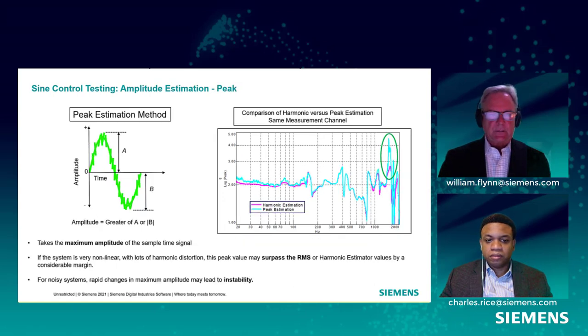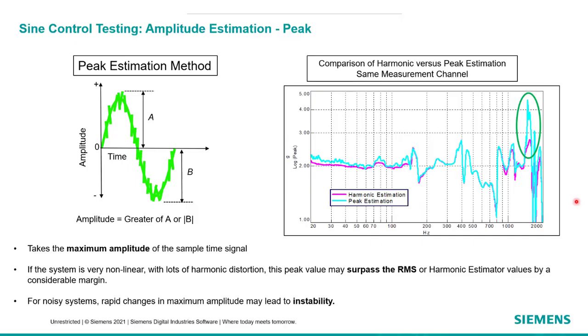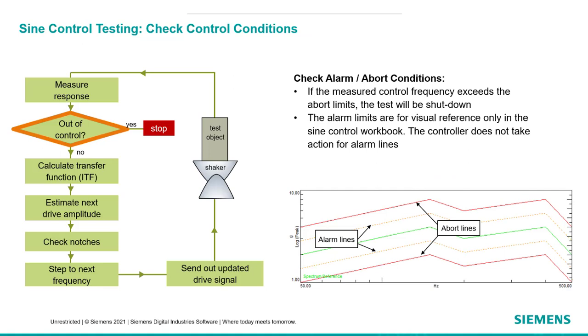And then the last one is probably the most severe, and that's the peak amplitude estimator. That's taking into account everything. So if you've got a lot of noise, or maybe you're hitting some nonlinearity and getting some response to those nonlinearities, you could way overestimate your control amplitude. With the peak estimator, you can get some pretty high peaks of response. So that's another one that you can use to monitor if you'd like. But those are all the choices for the amplitude estimation.